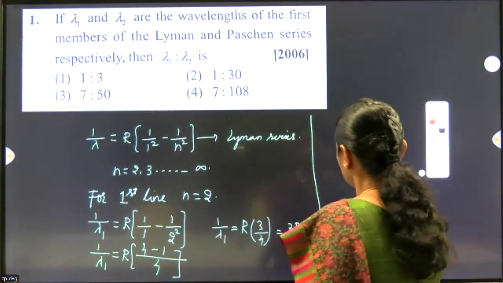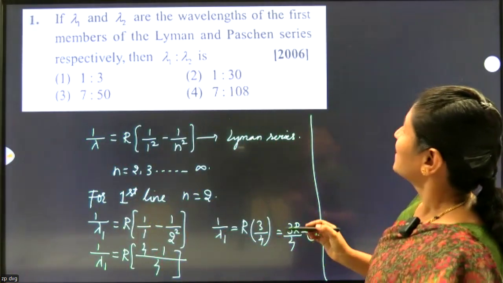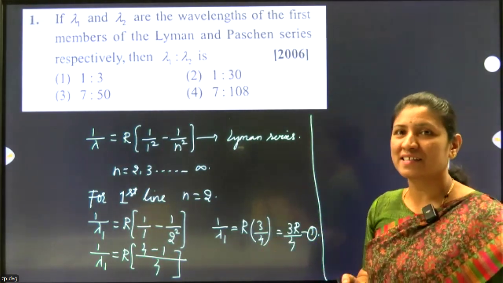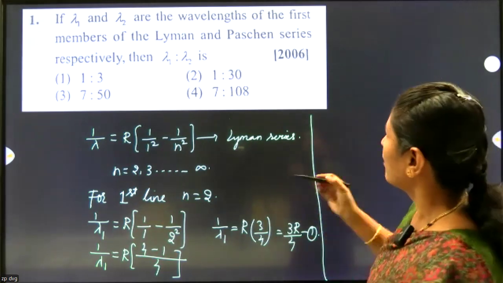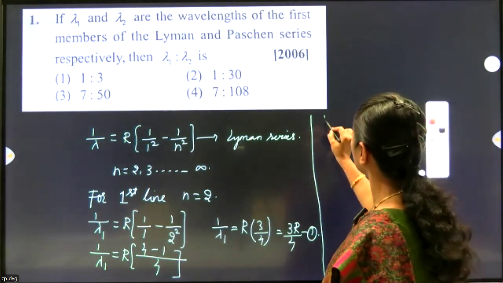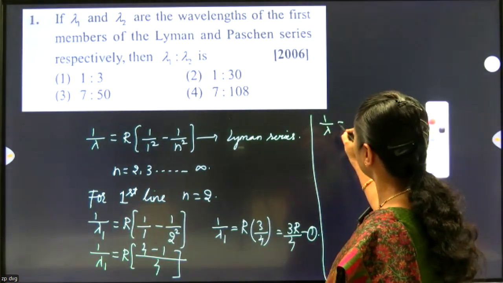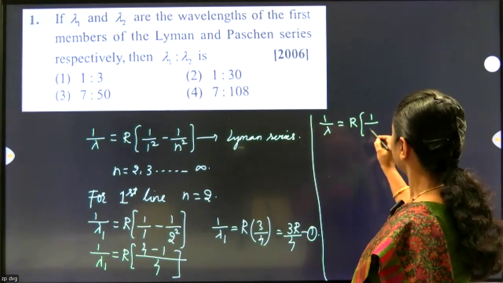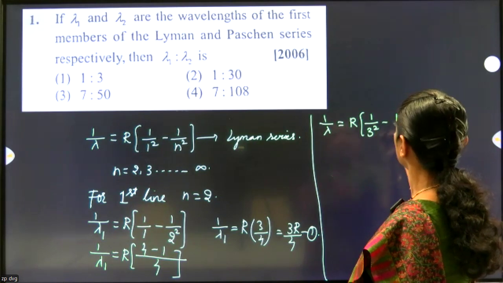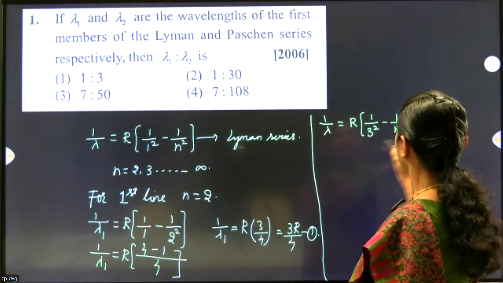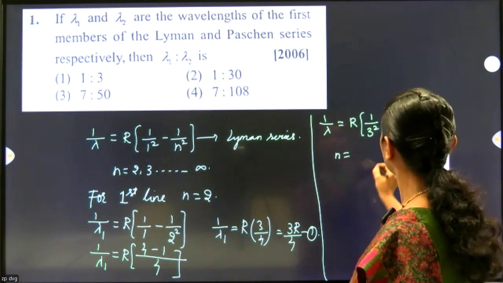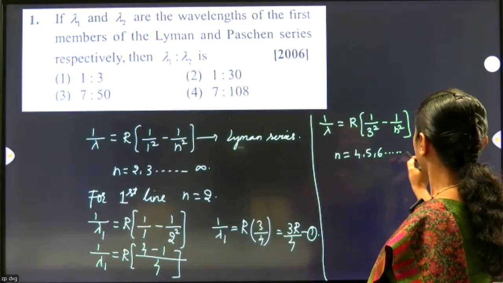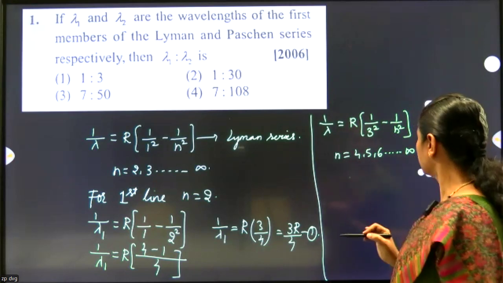Next, Paschen series is due to the transition of an electron from any higher state to the third orbit. Therefore, its Rydberg's formula is 1 by lambda equal to R into 1 by 3 square minus 1 by n square. Here, n is equal to 4, 5, 6, etc. up to infinity.